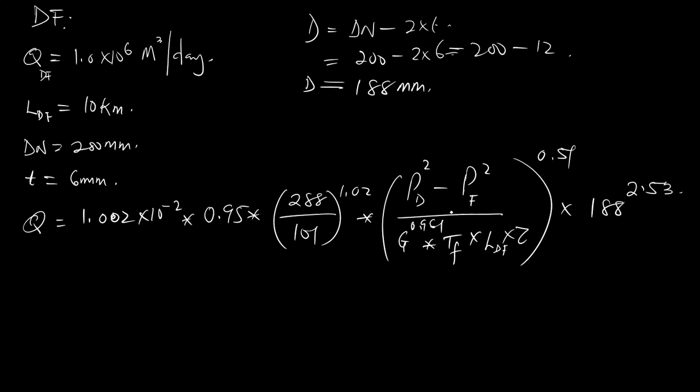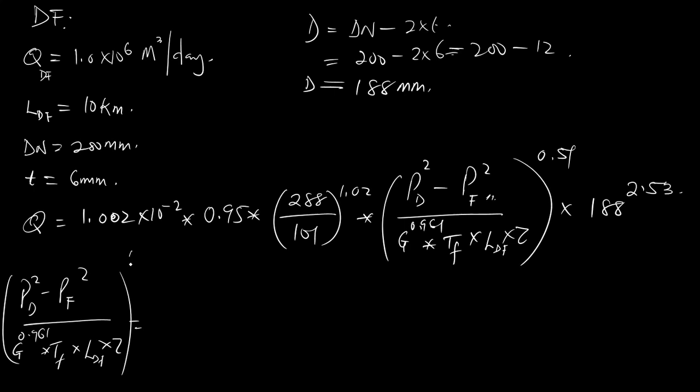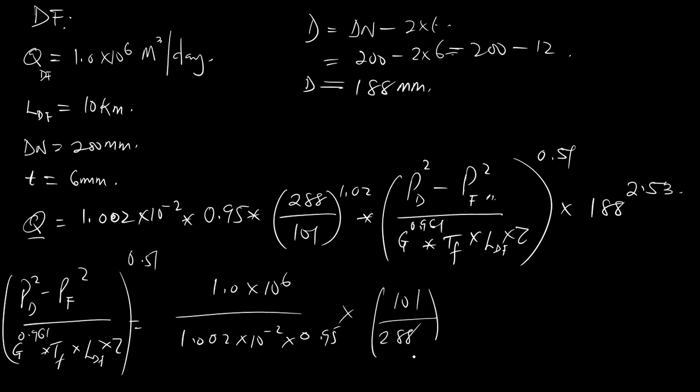So this is the one we're looking for. We can now say PD square minus PF square divided by G raised to power 0.961 times TF times LDF times Z, all raised to power 0.51, is equal to this flow rate, which is 1.0 times 10 raised to power 6 divided by 1.002 times 10 raised to power minus 2 divided by 0.95 times 101 divided by 288 raised to power 1.02, times 1 all over 188 raised to power 2.53.